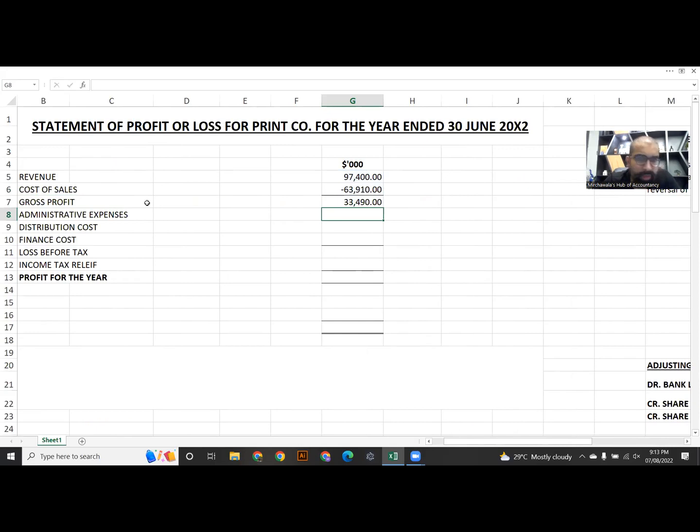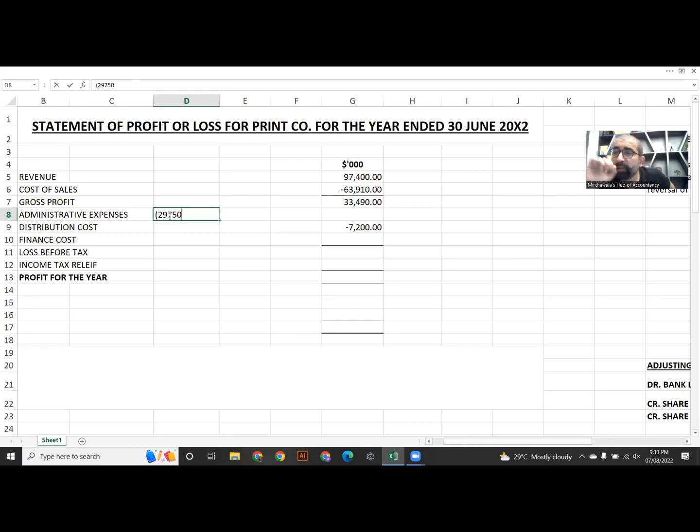Okay, now you have admin expenses. Now wait, what is the ready-made admin expenses number? Sorry, distribution cost. There is no adjustment for distribution cost. Write it directly. But yes, for admin cost, there is some adjustment. Already the admin cost is 29750, students.